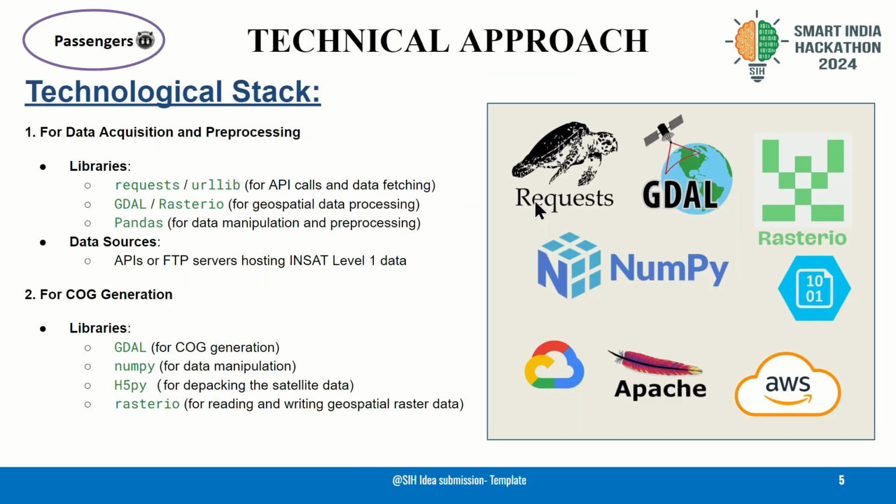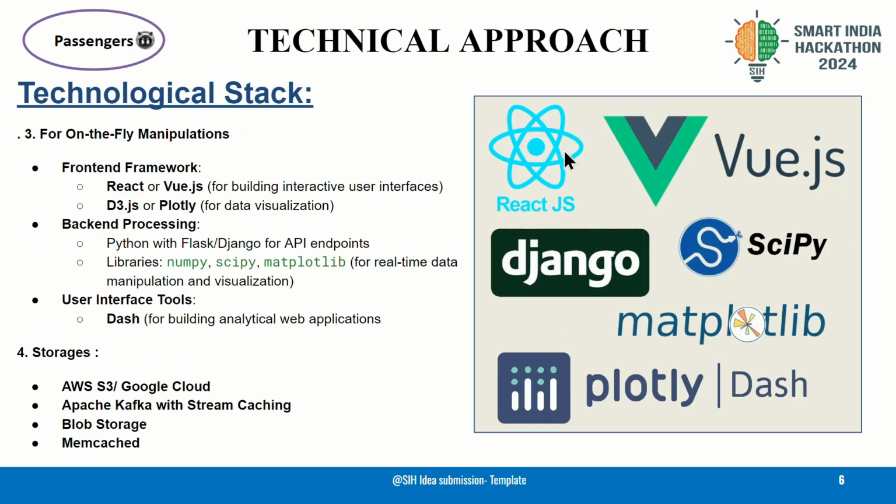So here is the technical stack. For data acquisition and pre-processing, we will be using requests, GDAL, pandas. For COG generation, the libraries that we will be using are numpy, h5py, rasterio. Now for on-the-fly manipulation, the front-end technology that we'll be using is React and Plotly.